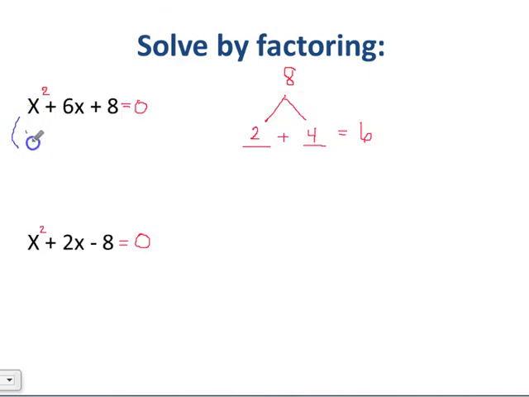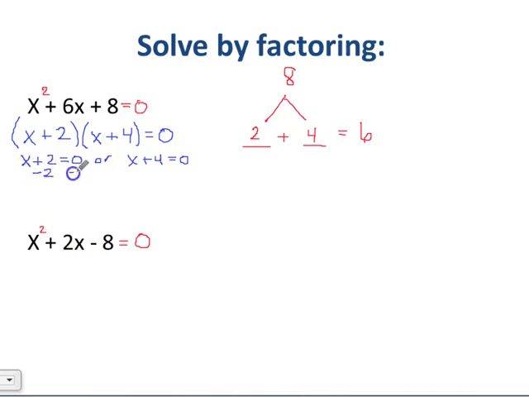So when we factor, we get x plus 2, x plus 4. Remember, set it equal to 0. And then we can use our zero product property, where we're now going to set each of our equations in parentheses equal to 0 and solve for x.